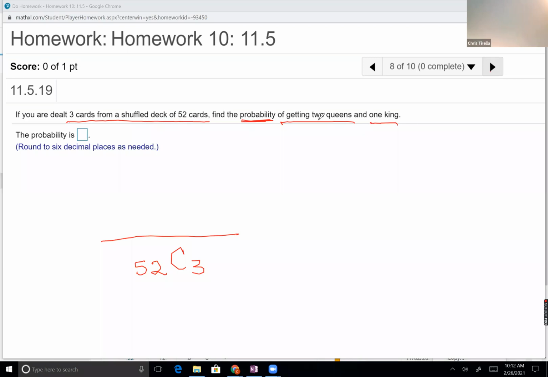Well, how many queens are there? 4. So wouldn't that be combination from 4, choose 2? There are 4 kings. For the kings, from the 4 kings, I want to choose 1. What we need to remember now is that counting principle says if I want the ways I can pick those queens and those kings, counting principle told me to multiply those answers.